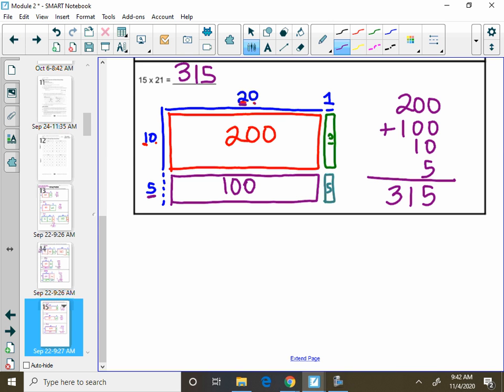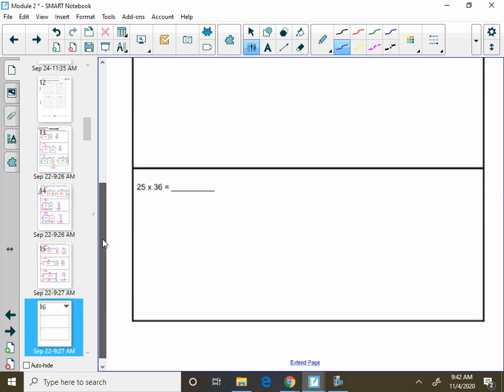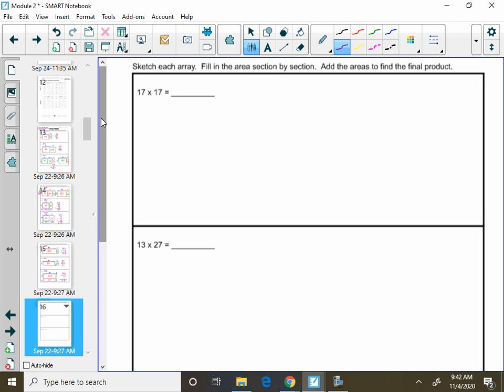Let's see. Yes. Yes. All right, very last page. What is it, just 3 more? 17 times 17. I demand to know what 17 times 17 is. Dude, I don't know either. All right, let's figure it out. We're going to put a 10 and a 7 on the side, and a 10 and a 7 across the top.